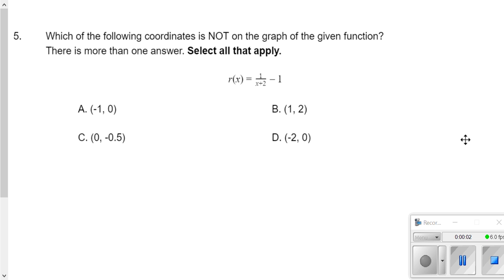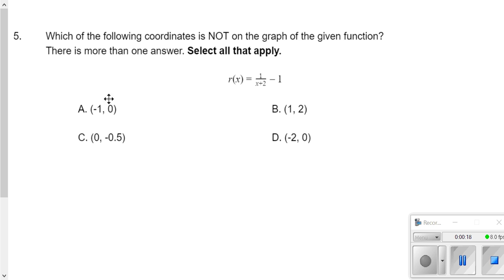Oh, okay, here we are looking at the rest of the quiz review. For question 5, we can talk about this both by hand and using your calculator. Which of the following coordinates is not on the graph of the given function? Well, we could just check this out by testing each value.